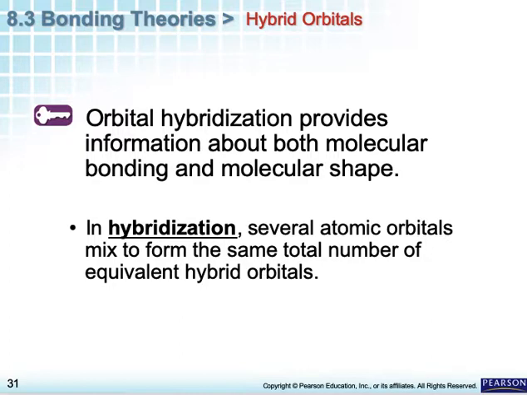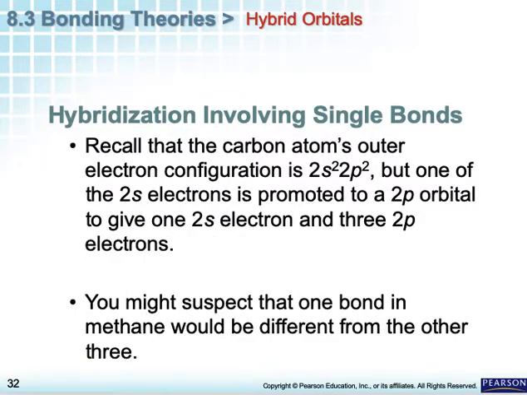In hybridization, several atomic orbitals mix, blend, average, and form a new type of orbital that's called a hybrid orbital. And all of the ones that are mixed or blended together are equivalent. And this is important because the bond angles and the bond lengths then would all be the same in, say, something like CH4, methane.